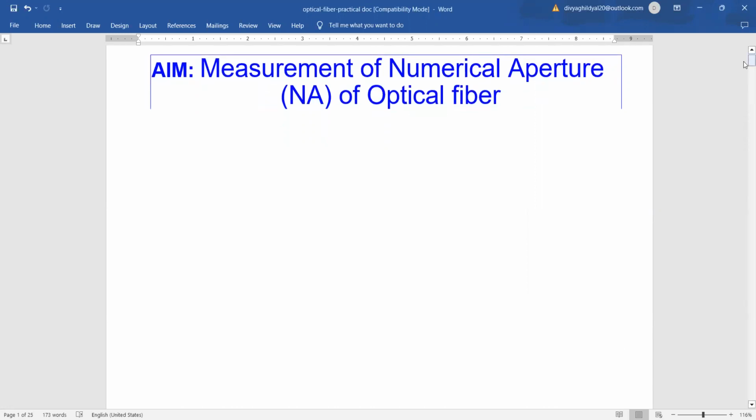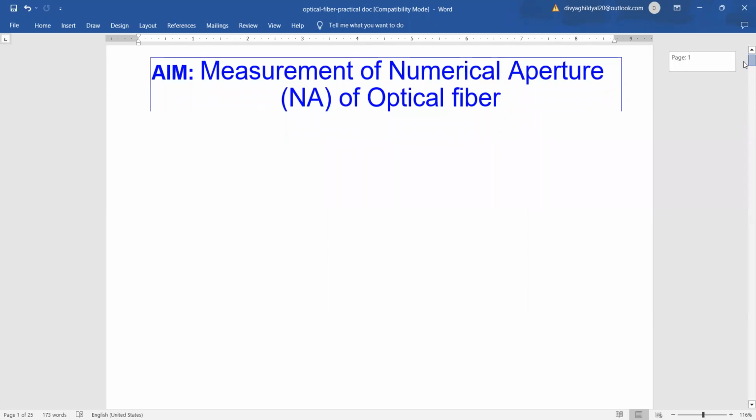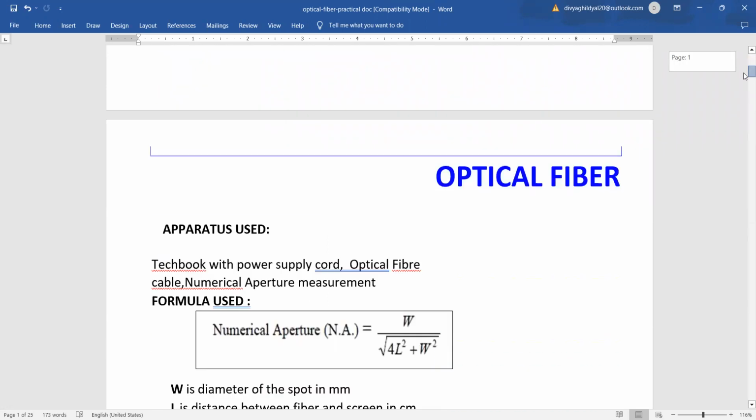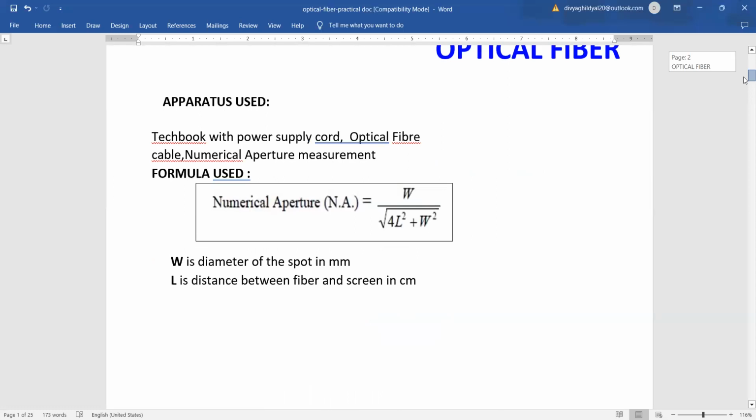Let us continue. So today we have come to find the numerical aperture, or the opening, of an optical fiber. The apparatus required will be a power supply cord, an optical fiber cable, and a setup for numerical aperture measurement.